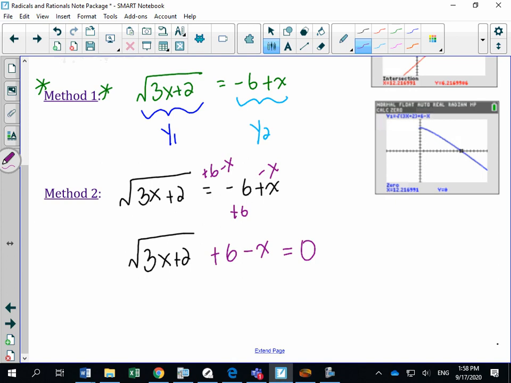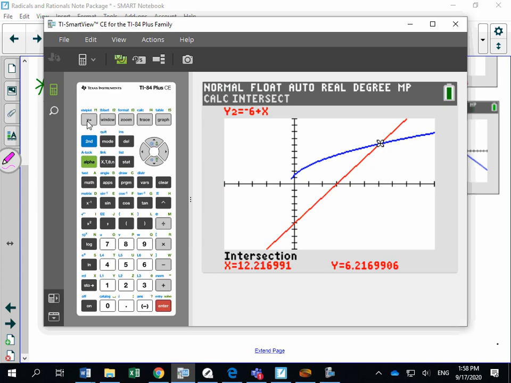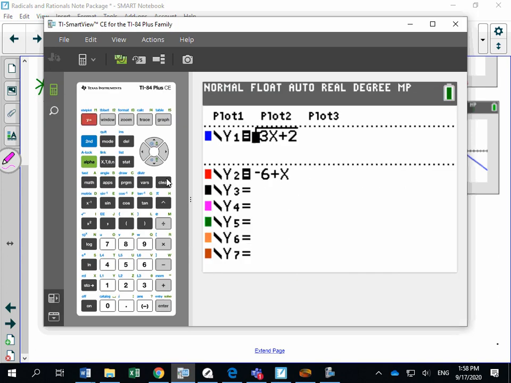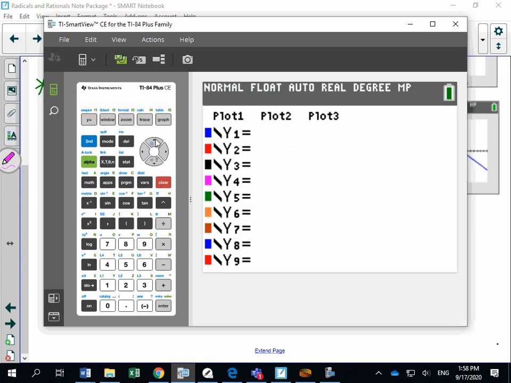So this is called the zero method. The zero method is when you have everything on one side and we get 0 on the right-hand side. What we are doing is looking for a 0 on our graph. We're going to be looking for an x-intercept on our graph. So now on my calculator, I'm going to type this into y1, and let's see what we get as a solution. So going back to my calculator, I'm going to clear this.